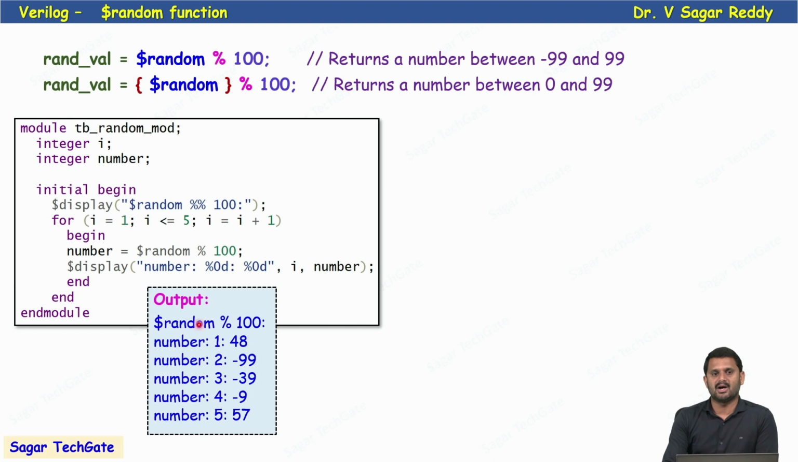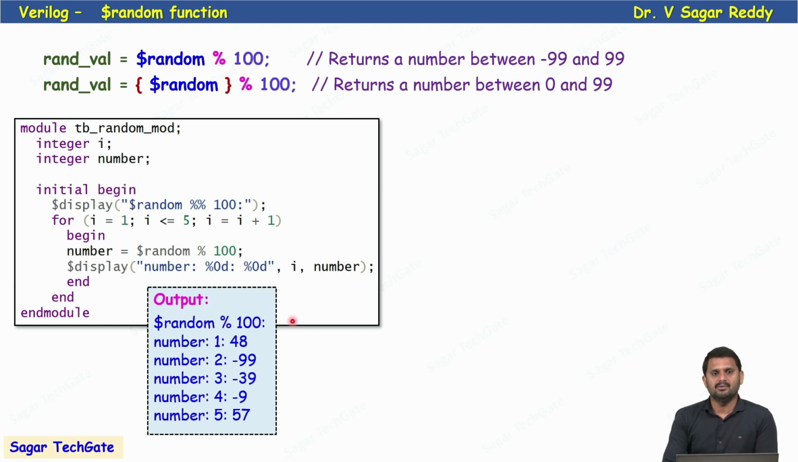So $random modulus 100. In this case, if I call 5 times, then I'll get a random number between minus 99 to plus 99 only. So whatever range you want, you can change this value here. For example, if you change it to 200, what is the range you'll get? Minus 199 to plus 199, like that.